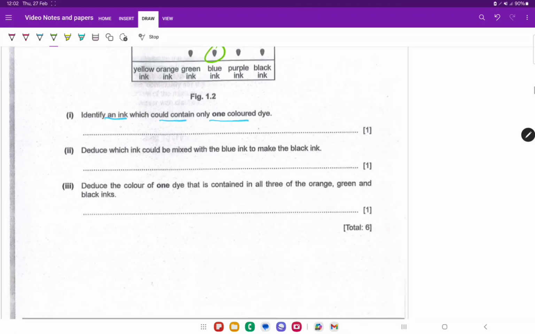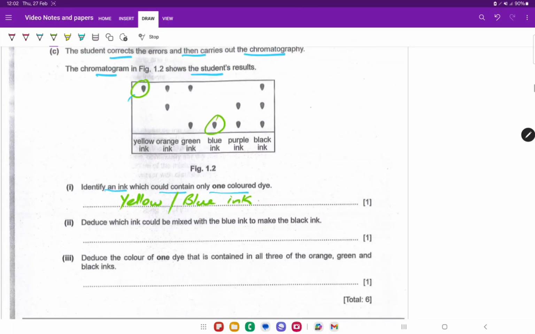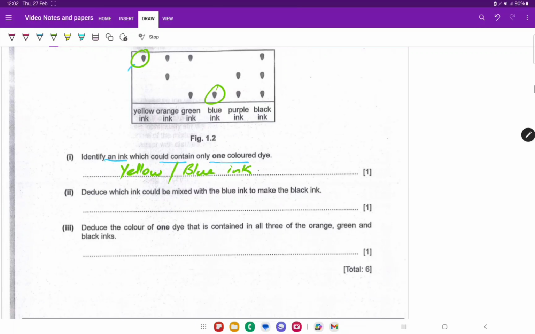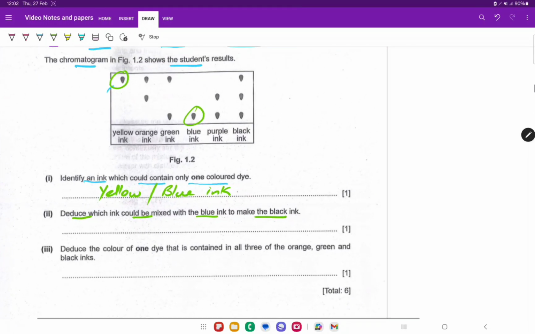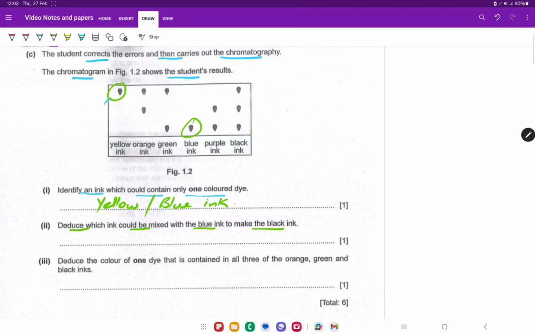You can write yellow ink. Why? Because it has one spot, or blue ink. Yellow or blue ink will be the answer for this question, because both of them have one spot or one dye in it. Deduce which ink would be mixed with blue ink to make black. Now I want to make the black ink and I have to mix in blue ink.